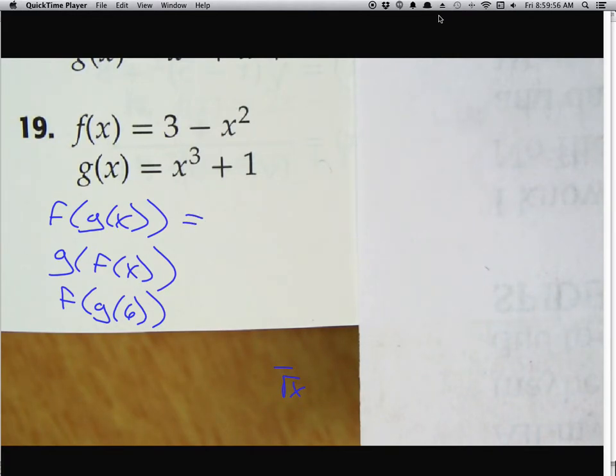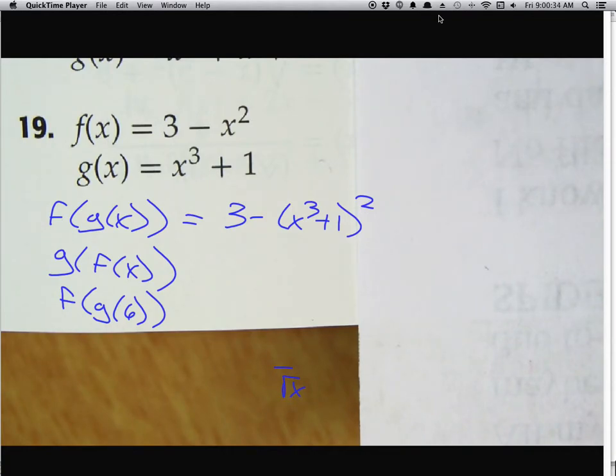So, if I'm going to find f of g of x, what is it they want me to do? Very good. Alright. So Zakiah says that f of g of x is 3 minus x cubed plus 1 squared. That is correct. Okay? So if I want f of g of x, I'm going to take g and I'm going to plug it in to f. Okay? So I take g and put it everywhere I see an x.